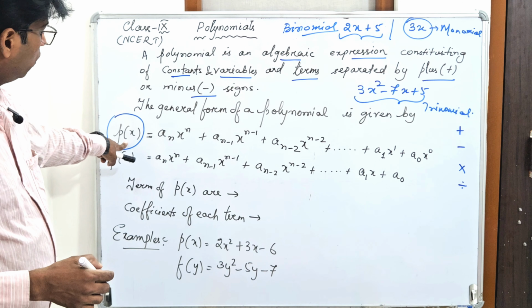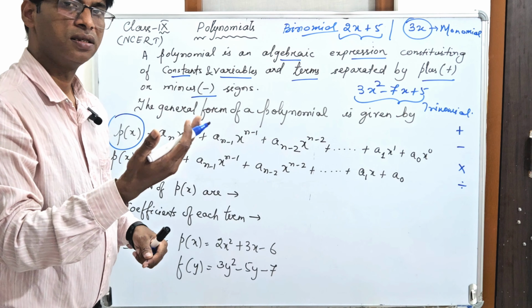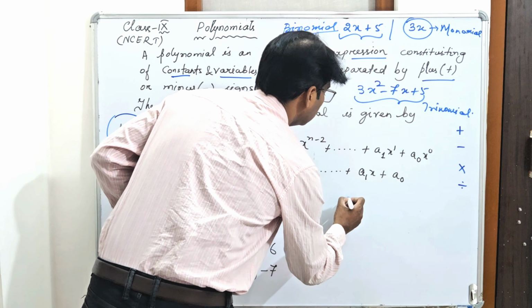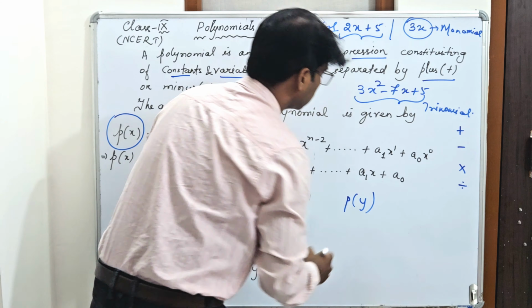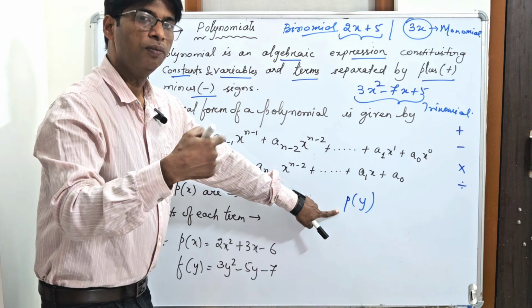So p of x means what? A polynomial in variable x. But if I had written p of y, that means I can say it is a polynomial in variable y.